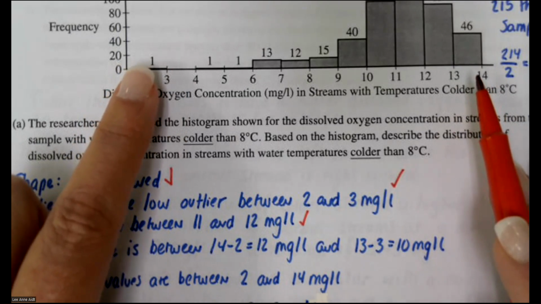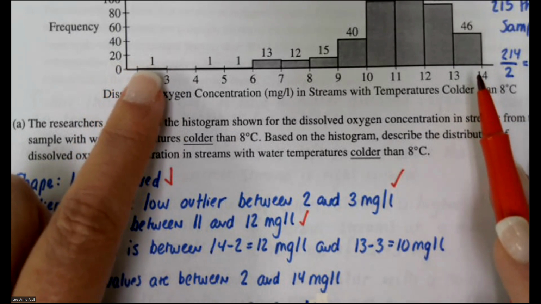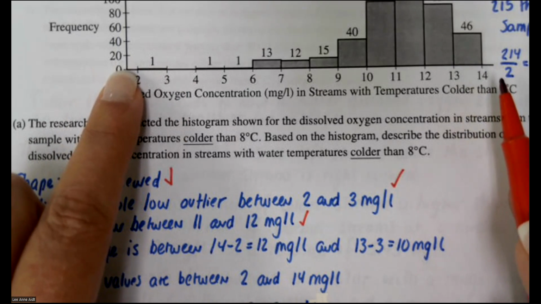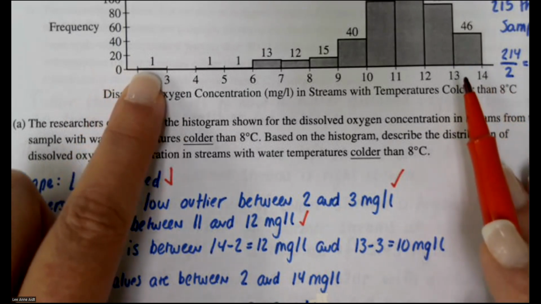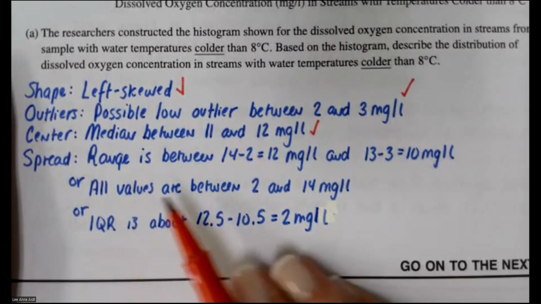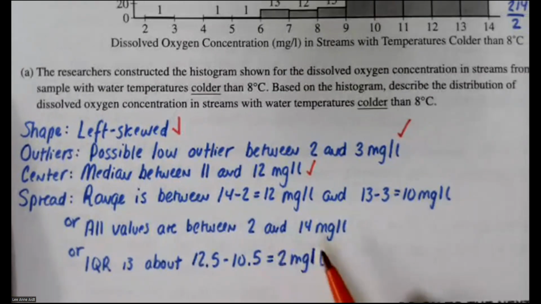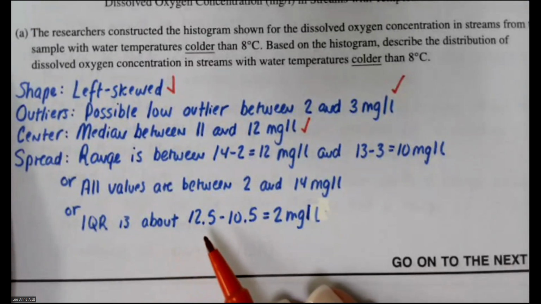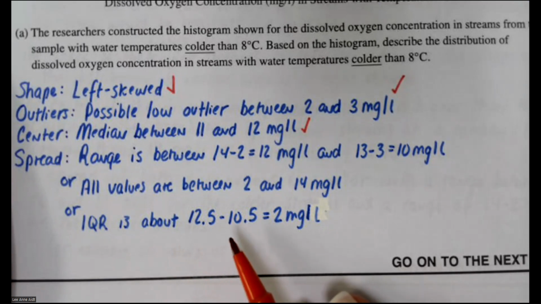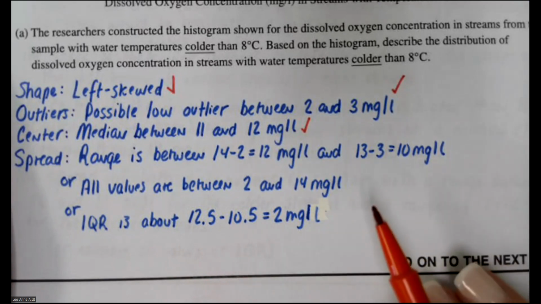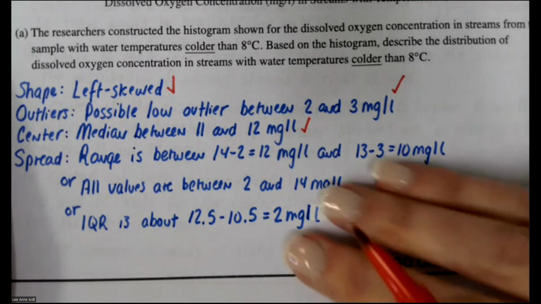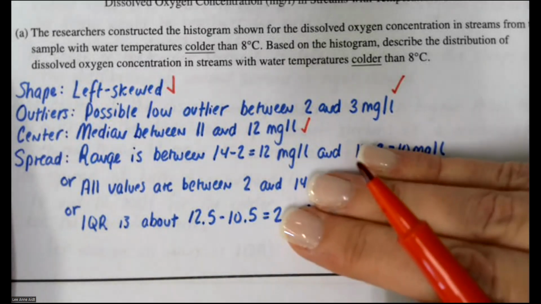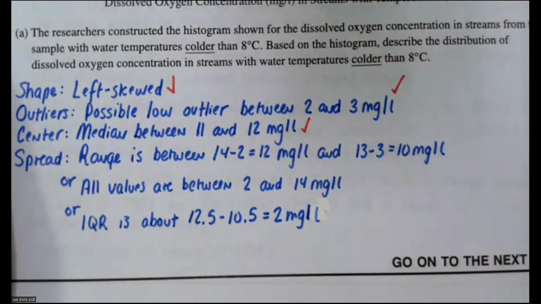Remember, range is max minus min. So you take the maxes and then take the next one in. Or all values are between 2 and 14. That's the easiest to do. Just say everything is between 2 and 14. Or the IQR, I found this because I'm a giant nerd, was about 12.5 minus 10.5 at about 2. If you screwed up the spread, that's okay if you got the other 3 check marks there.